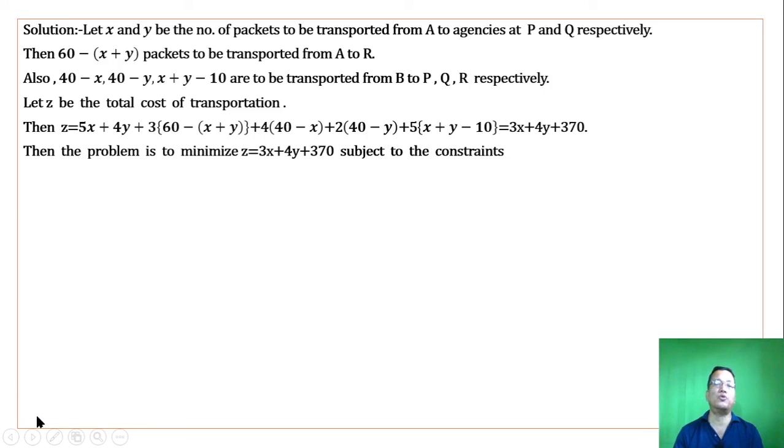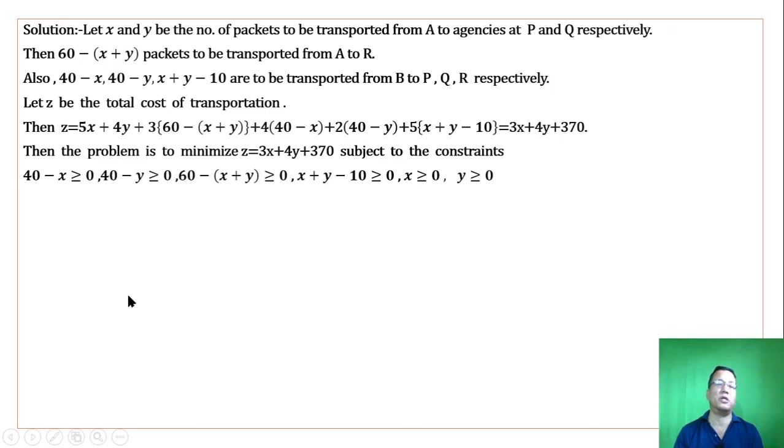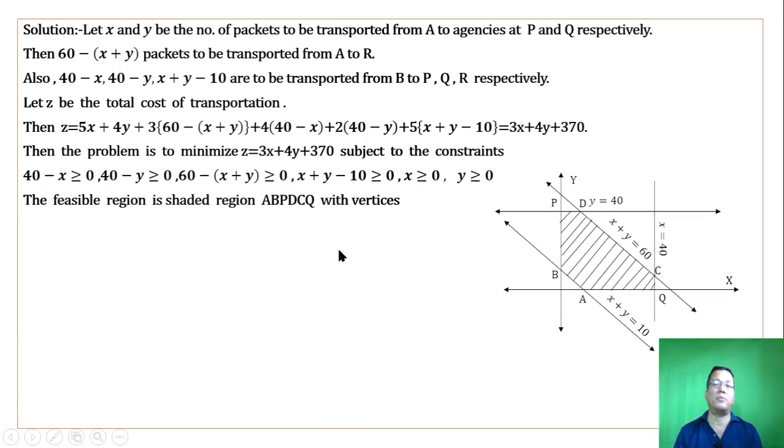Then the problem is to minimize this value subject to the constraints: 40 minus x should be greater than or equal to 0, 40 minus y should be greater than or equal to 0, 60 minus (x plus y) should be greater than or equal to 0, x plus y minus 10 should be greater than or equal to 0, x should be greater than or equal to 0, y should be greater than or equal to 0. The feasible region is the shaded region with vertices A, B, P, D, Q, C.